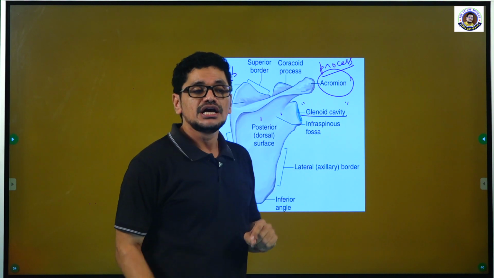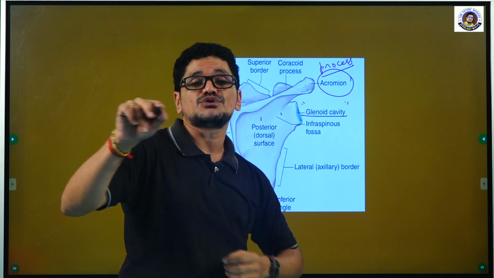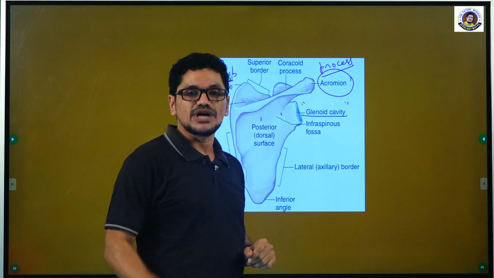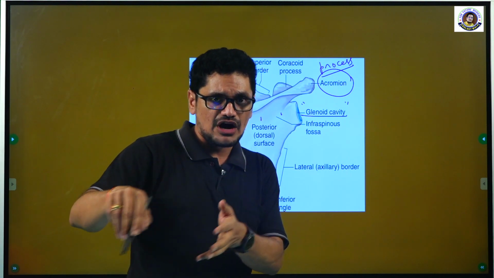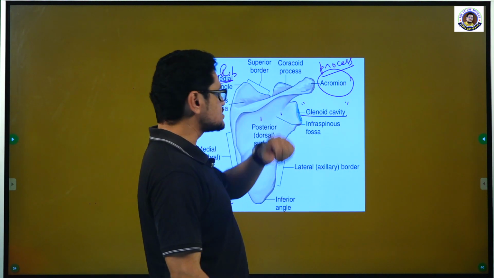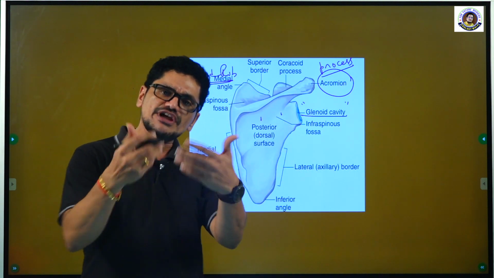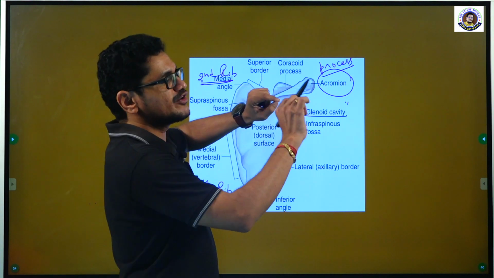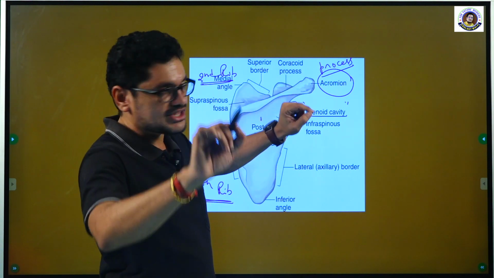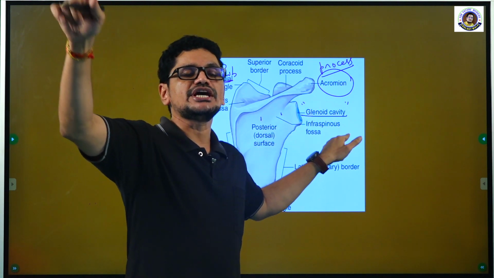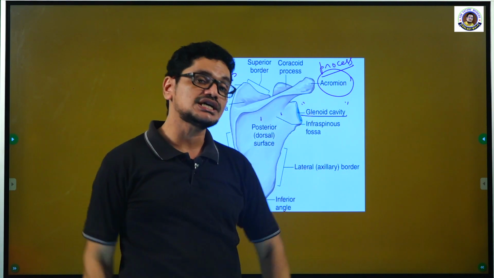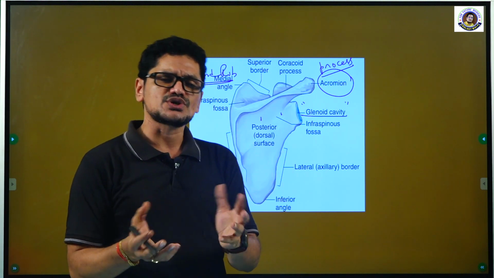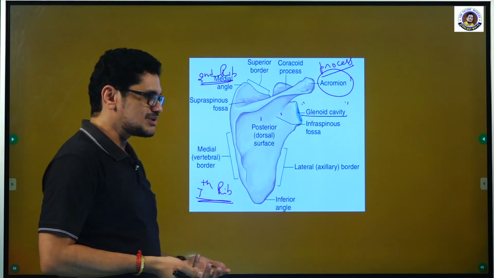Glenoid cavity. The head of the humerus articulates with which of the following parts? Glenoid cavity. If that is the question, the answer will be glenoid cavity. You can also frame assertions or statements, something like: head of humerus articulates with the glenoid cavity of pectoral girdle. Yes, that is a correct statement. Like that, you have to remember the subject so that framing of questions will become so much easier.